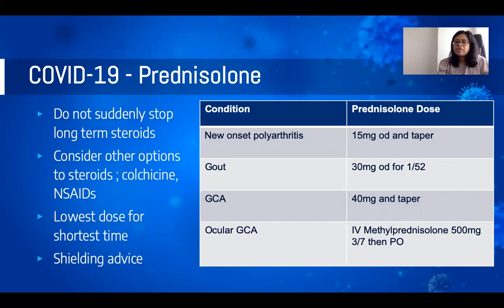If you have patients admitted to hospital, say with a gout flare or pseudogout flare, then instead of going straight for the steroids, consider whether colchicine or NSAIDs may be appropriate in that patient in the first instance. And if you're going to prescribe steroids, consider the lowest dose for the shortest time. And for example, if it's a new diagnosis of GCA or PMR or other condition where they need more than 20 milligrams of prednisolone for a few weeks, then give them shielding advice.